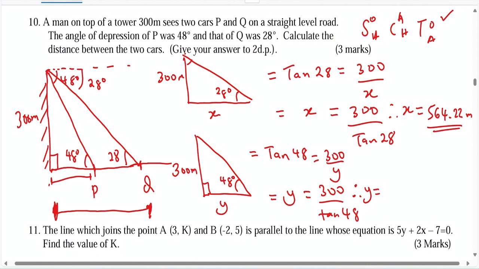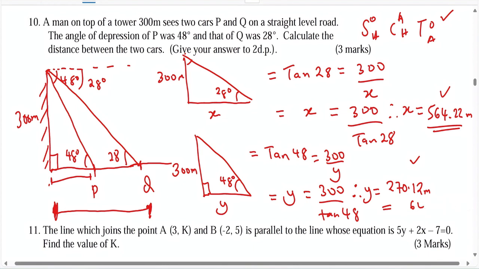300 divided by tan 48, 270.12. Sawa? So the difference between this and this is the distance between the two cars P and Q. So basically what we're doing is you take 564.22 minus 270.12.